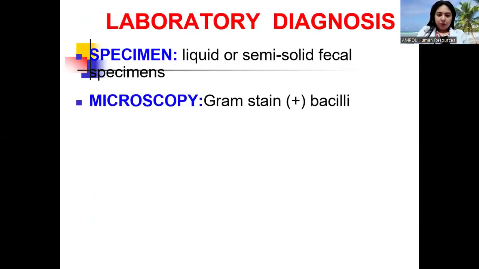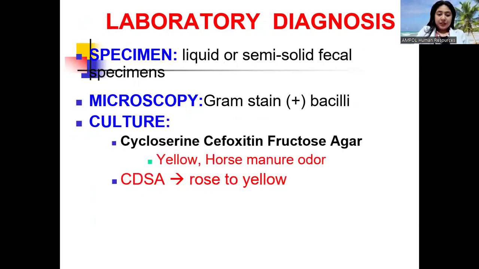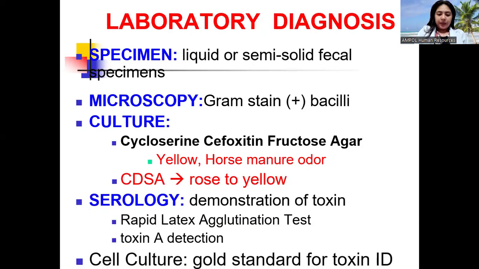Specimens are liquid or semi-solid fecal specimens. Microscopy shows gram-positive bacilli. The culture medium we can use for isolation of Clostridium difficile is CCFA, or cycloserine cefoxitin fructose agar. The colonies are yellow and have a horse manure odor. For serological testing, we can demonstrate the toxin. Cell culture is the gold standard for toxin identification.